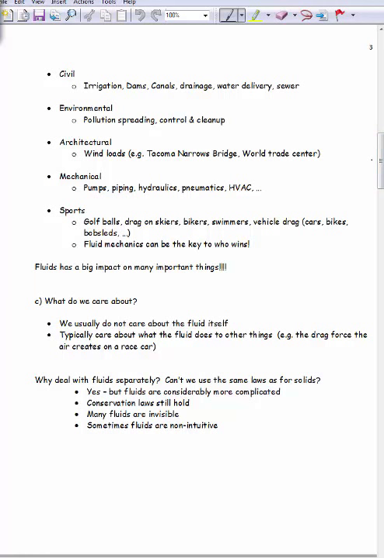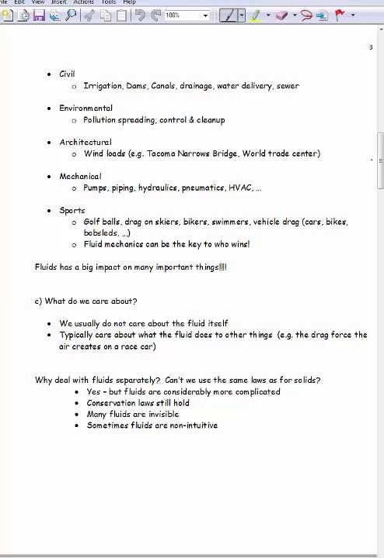Alright, so in fluid mechanics, what exactly do we care about? Well, surprisingly, it's not usually what's going on in the fluid itself, although that can be important to figure out what's going on, but it's more how the fluid's interacting with other objects. So typically a fluid mechanics problem is just the start of your problem. So what you do is figure out what the fluid is doing to some object, and then after that you do some kind of mechanics problem.